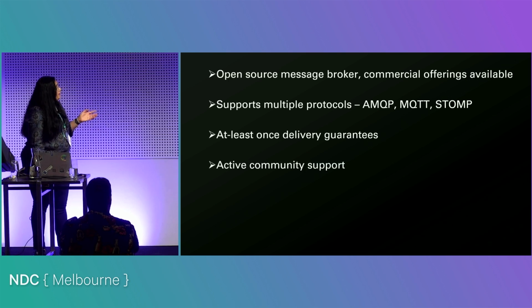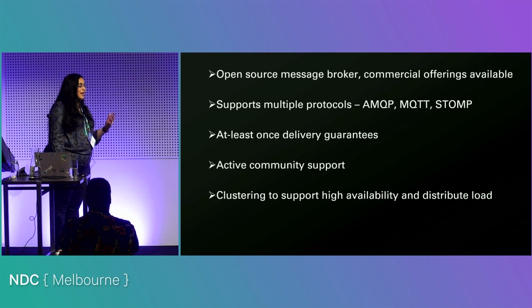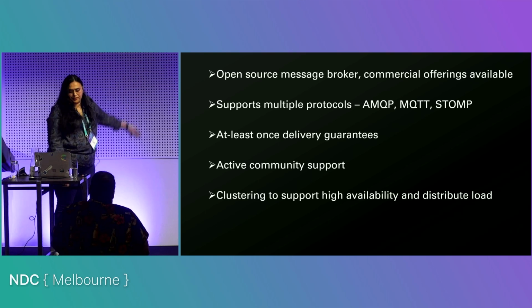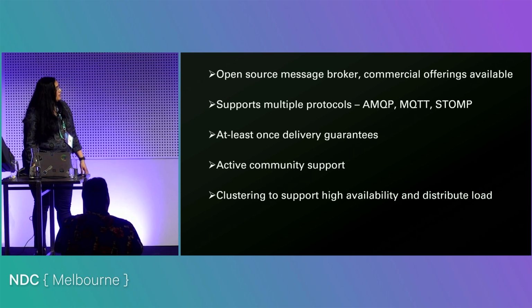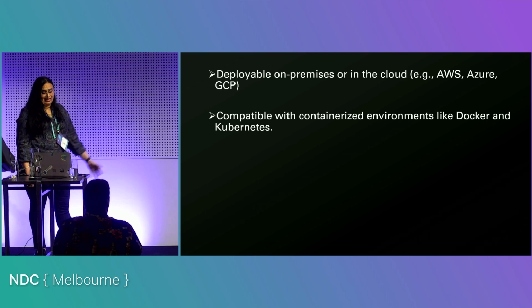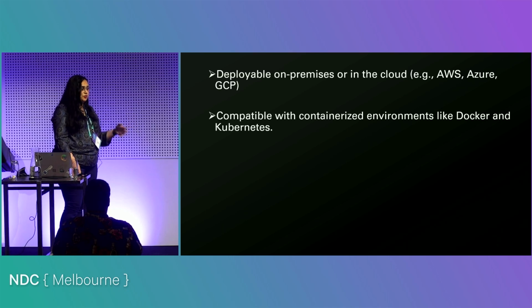You have active community support with RabbitMQ, and if you want to support high availability and distribute the load, we recommend clustering. Again, that is all about RabbitMQ management. And if you have to host RabbitMQ, you can do it on-prem or even in the cloud. And RabbitMQ is compatible with Docker and Kubernetes. So if I am developing locally using RabbitMQ, I usually do that with a Docker container.